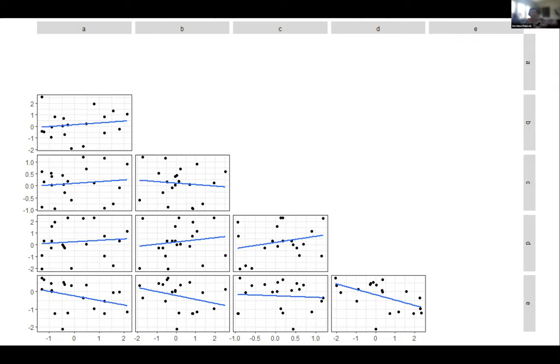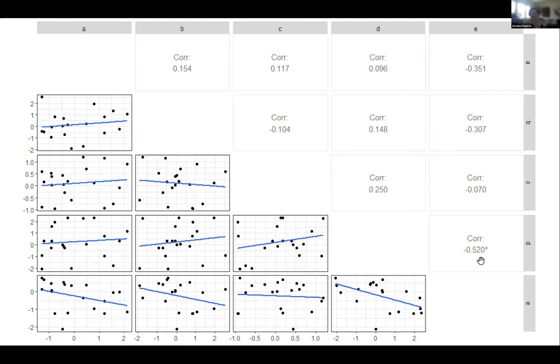I totally agree. I think D and E, the slope is the most steep, and so that's the one that looks the most promising. Like there is a relationship there. And if I do a correlation test on all of these, I'll find that you're right. So this one has got a little star. It's the one that has a significant correlation.